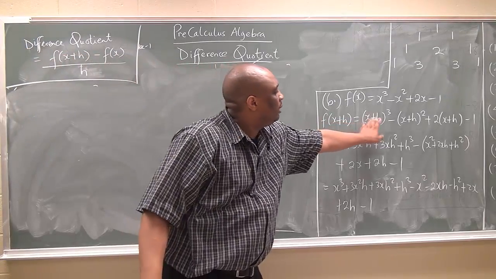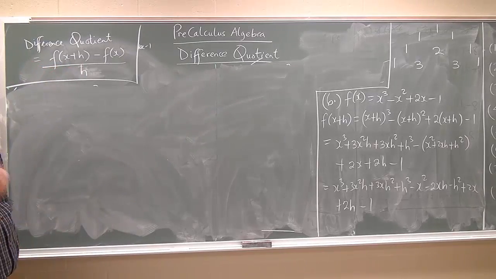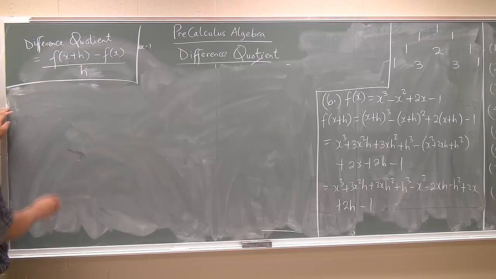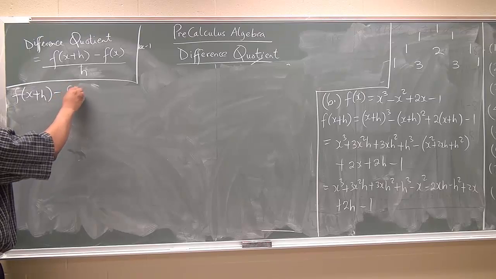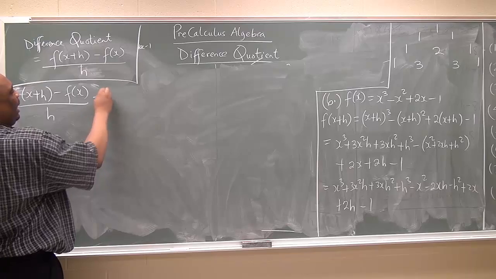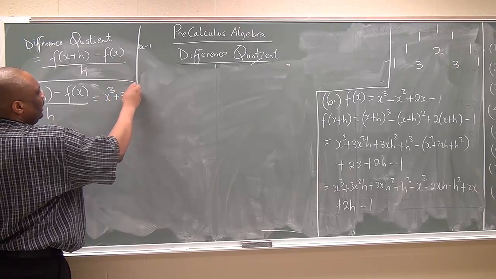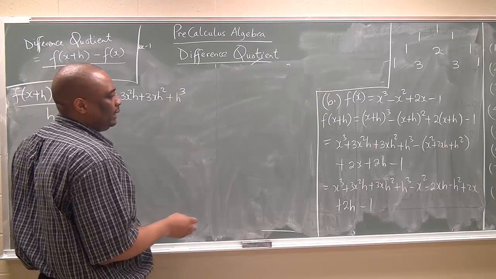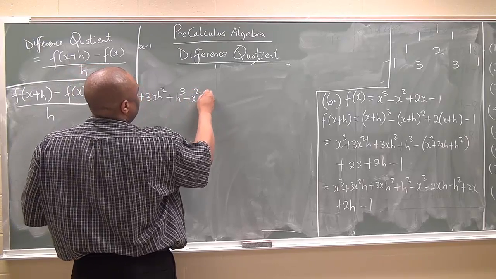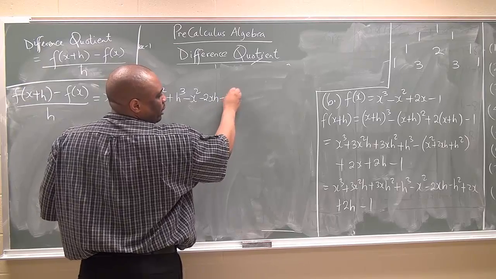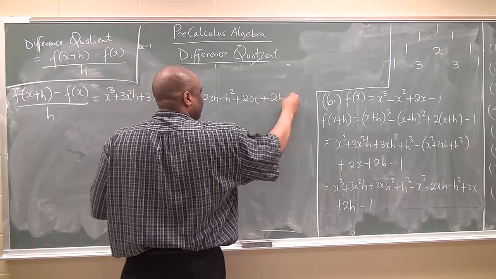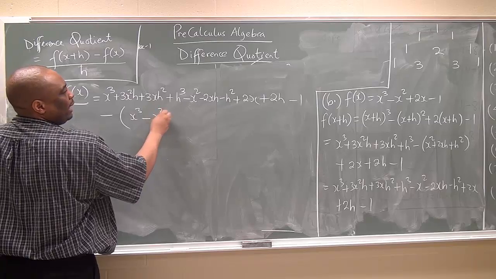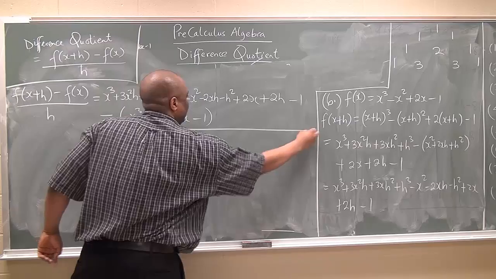Please do this on your own, just to save time. That was why I used Pascal's triangle. Now we've got this f of x plus h. We now have f of x plus h minus f of x, all over h, will be x cubed plus 3x squared h plus 3xh squared plus h cubed, minus x squared minus 2xh, minus h squared plus 2x plus 2h minus 1, minus parenthesis, x cubed minus x squared plus 2x minus 1, all divided by h.